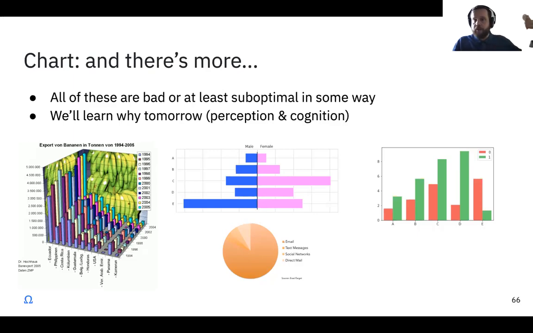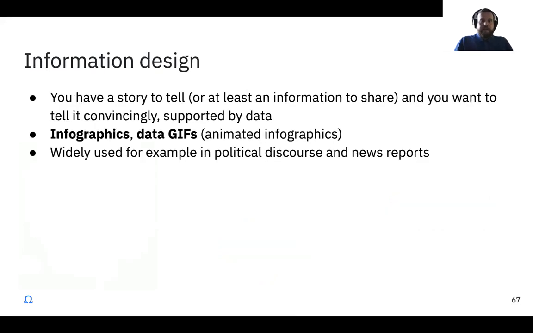So, and only now we're moving on towards the more challenging parts. Information design, that's another subdiscipline of InfoVis. That one is very popular these days. So suppose you have a story to tell or information to share, and you want to tell it convincingly, supported by data. Information design, those are infographics or data GIFs or animated infographics, which is the better umbrella term. And they are very widely used, for example, in political discourse and news reports.